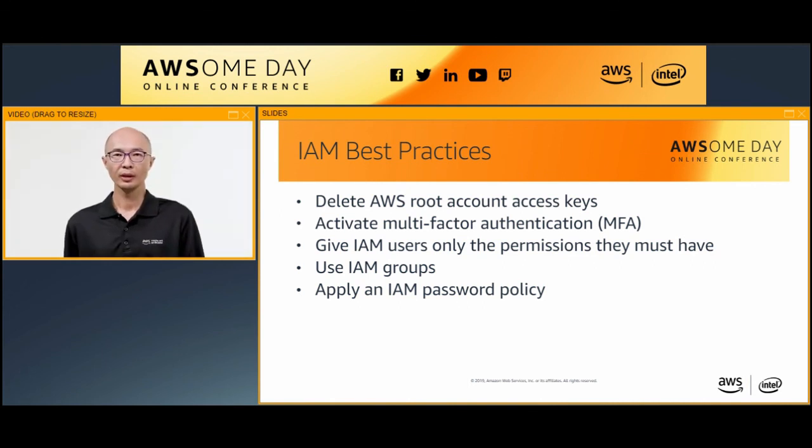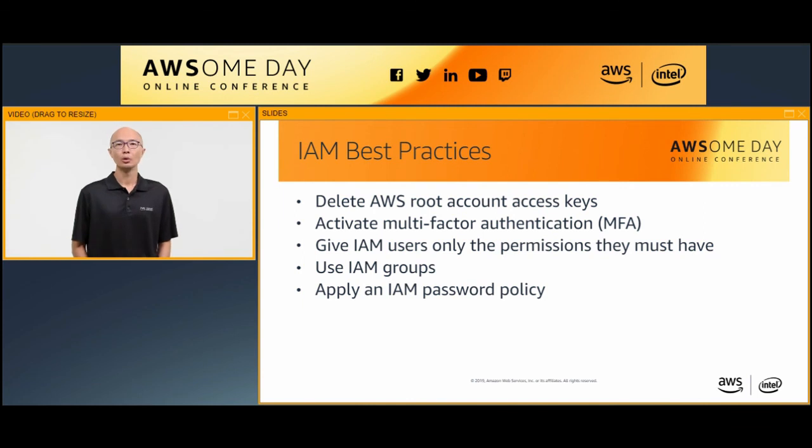Create IAM users and give them only the permissions they have to have. Do not use your AWS root account for day-to-day interactions with AWS, because the root account provides unrestricted access to your AWS resources. Use IAM groups to assign permissions to your IAM users to simplify managing and auditing permissions in your account. Apply an IAM password policy to require your IAM users to create strong passwords and to rotate their passwords regularly.